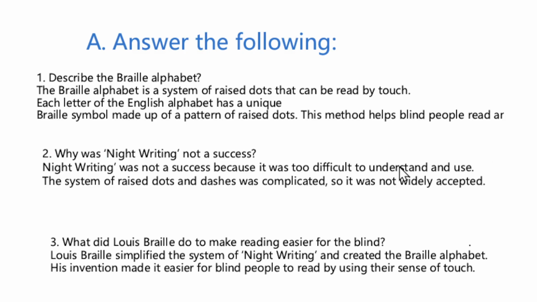Okay, I have written the question and answer. So first question, describe the Braille alphabet. The Braille alphabet is a system of raised dots that can be read by touch. Each letter of the English alphabet has a unique Braille symbol made up of a pattern of raised dots. This method helped the blind to read alphabets.